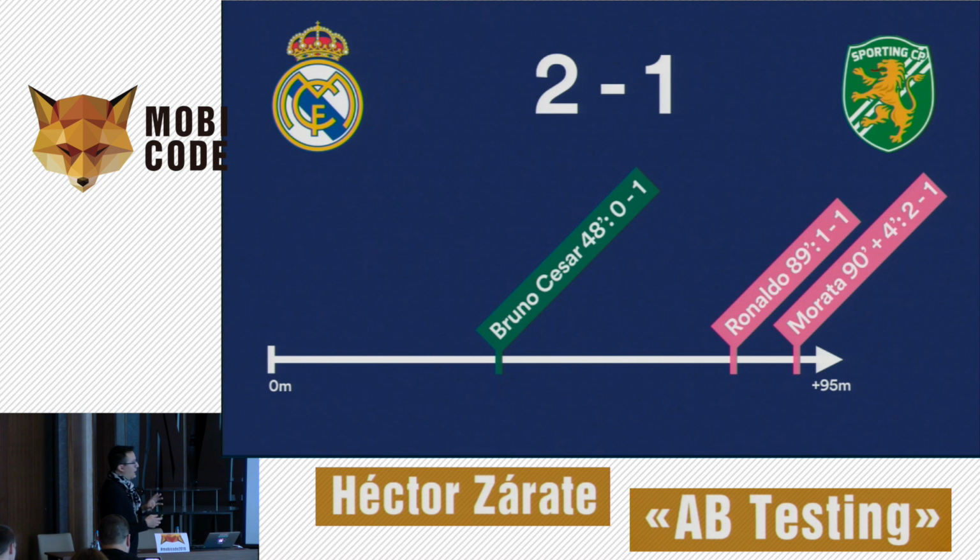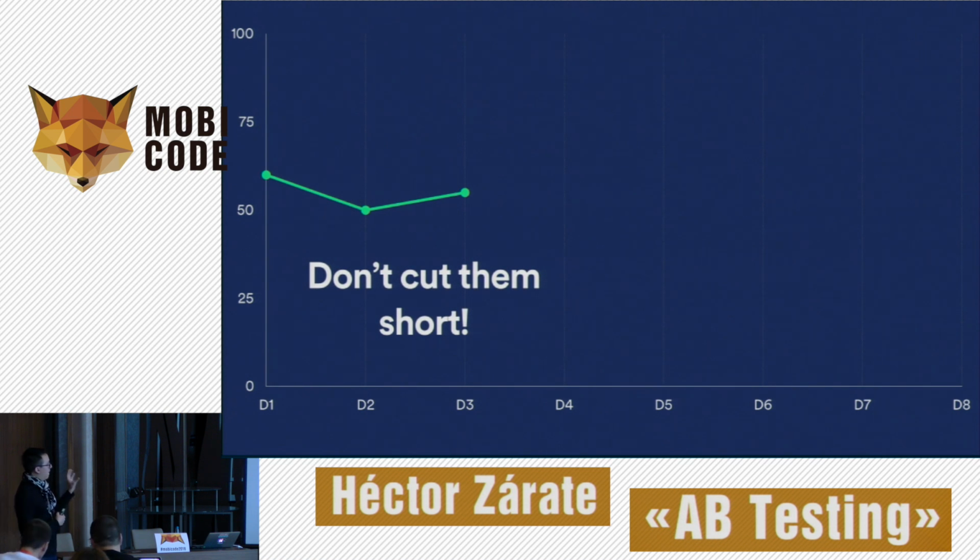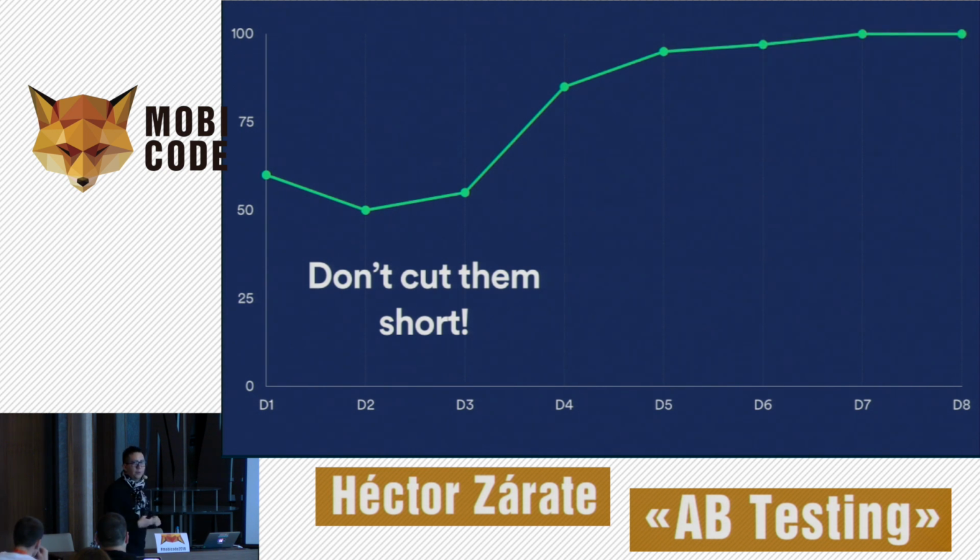And some tests behave like this. So when you see the data, maybe they start like, maybe we were wrong. And in the end, you see the result that you were expecting. So don't cut them short. That's a mistake I've seen often.